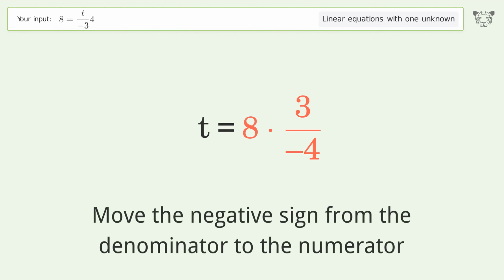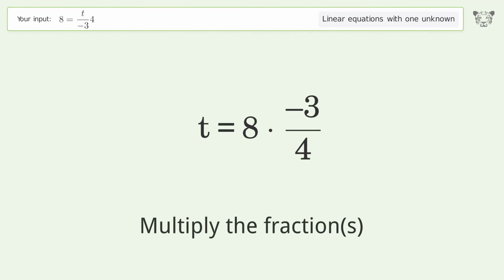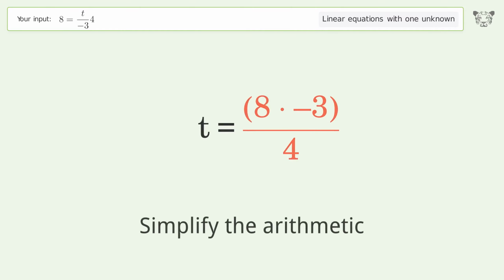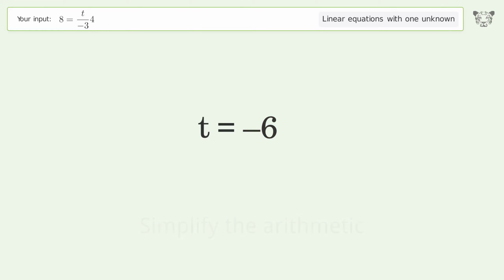Move the negative sign from the denominator to the numerator. Multiply the fractions. Simplify the arithmetic. And so the final result is t equals -6.